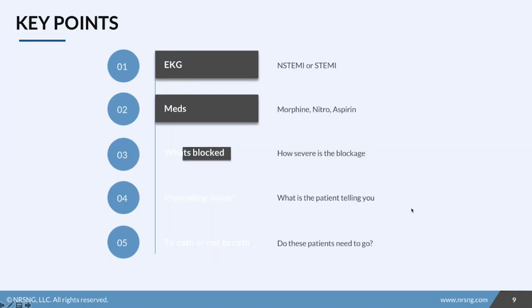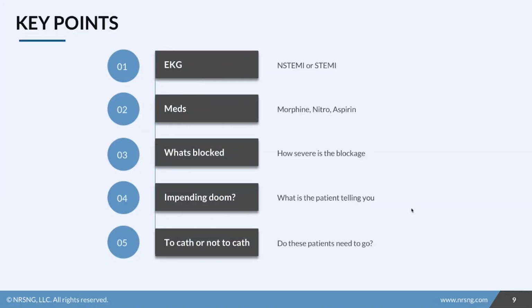All right, a few key points here, guys. Like we said, you need to know your EKG. You need to know if you're dealing with an NSTEMI or a STEMI, so you need to be able to identify that. When it comes to the meds, you need to determine what meds are needed and which are contraindicated. Know when to give the morphine, when to hold the nitro. We want to know what's blocked. It really depends on your diagnosis, which is going to tell us how severe the blockage is. Unstable angina, the blockage is not as severe as a STEMI. So we want to know what's blocked.